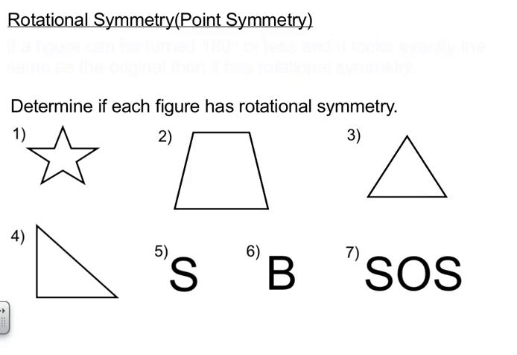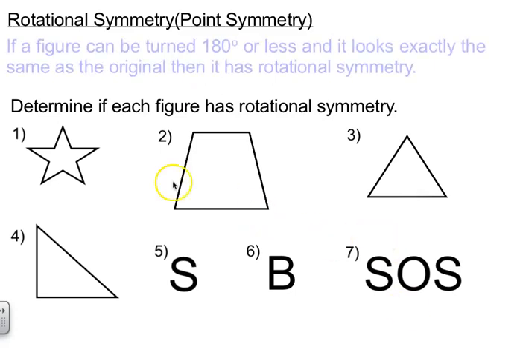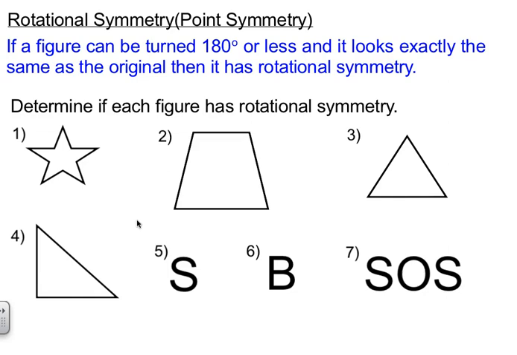All right, time to learn about rotational symmetry. Rotational symmetry happens if a figure can be turned 180 degrees or less and look exactly the same as the original shape. So basically, can you turn this shape less than flip it upside down and it look the same?